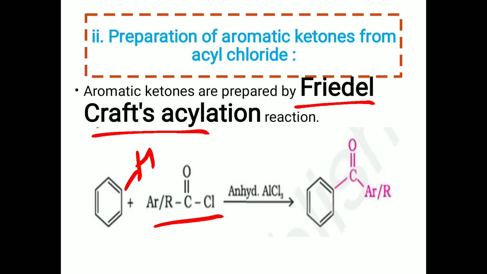the Friedel-Crafts acylation reaction. When benzene or its derivative is treated with the acyl chloride or the acetic anhydride in presence of anhydrous AlCl3, it gives the corresponding ketone. One example is when benzene reacts with acetic anhydride or the acyl chloride in presence of anhydrous AlCl3, aluminum chloride, it gives acetophenone.